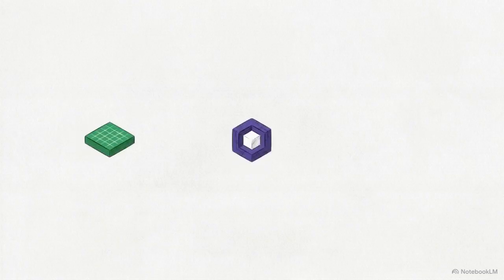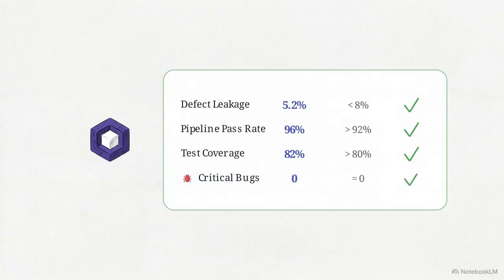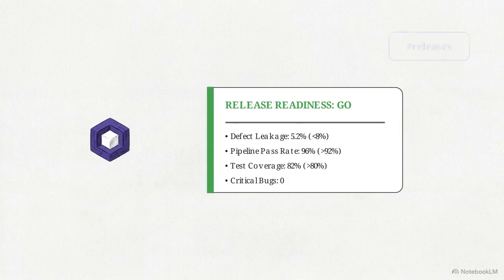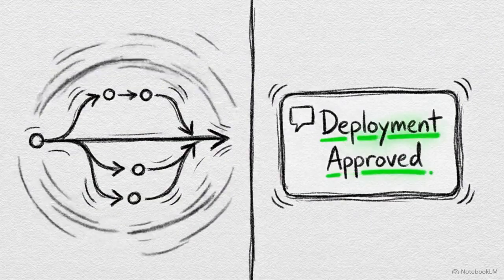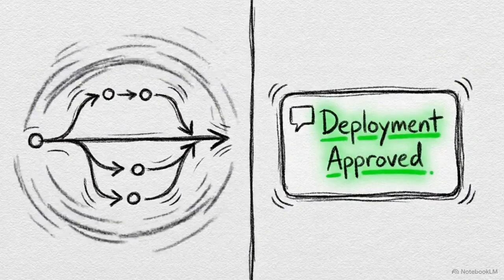This workflow queries our central Google Sheet to pull the most recent values for defect leakage, pipeline pass rates, and coverage. The workflow compares these values against defined thresholds, like leakage under 8% and 0 critical bugs. It then routes a single structured go-no-go card directly into the team's Slack channel, giving the release manager an instant final evaluation. Automating the data aggregation for this decision removes the manual chase for status updates right before a release.